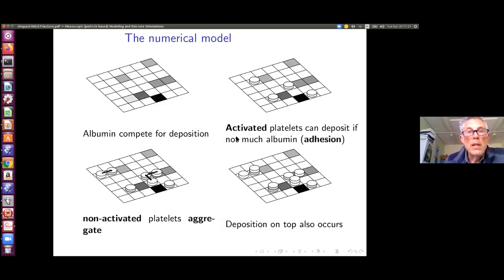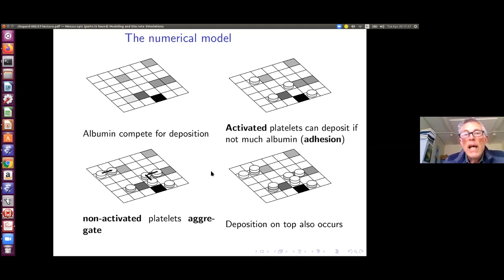And what the model does, the model tries to explain how we fill in this surface. So I just illustrate a level of albumin. The darker means more albumin, and the darker means less chance for a platelet to deposit. Normally all the albumin starts filling up in a homogeneous way, but just for the sake of the picture, I just show different types of things. So on this black, there's no chance that the platelet can deposit. Now, activated platelets can deposit on the white spot or when the albumin is not too dense. So that's what you see here, okay?